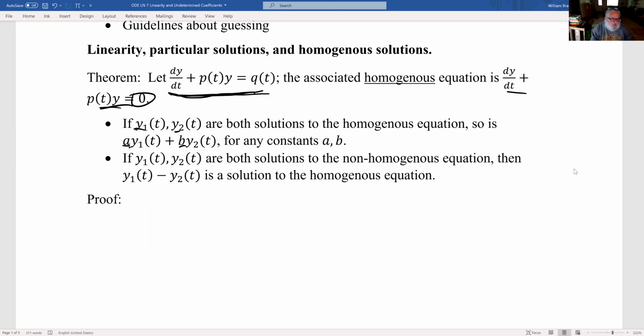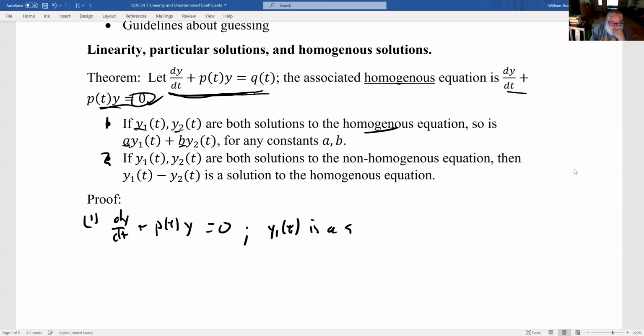So I should have labeled these 1 and 2. So part 1, the homogeneous equation is dy/dt plus p(t)y equals 0. Homogeneous generally means that the right-hand side is equal to 0. Now, y1(t) is a solution means what? Well, it means that if you plug it in, you get something true. So in this case, dy1/dt plus p(t)y1 equals 0, right? It's a solution.